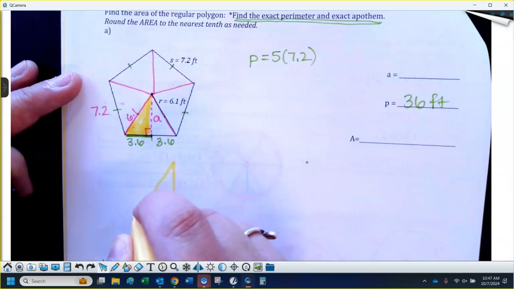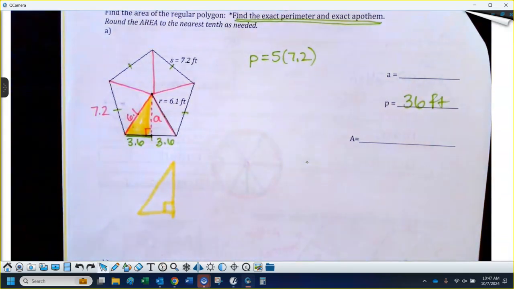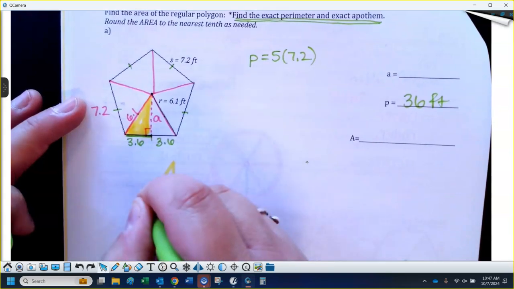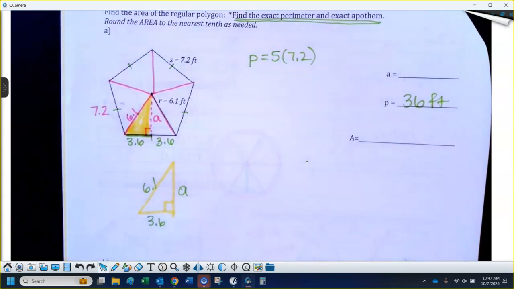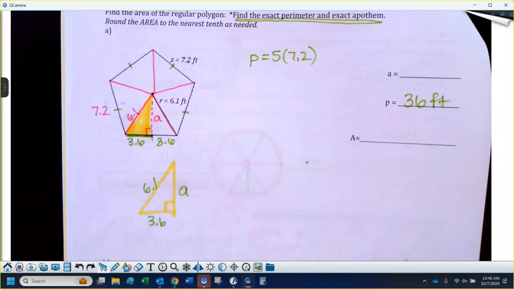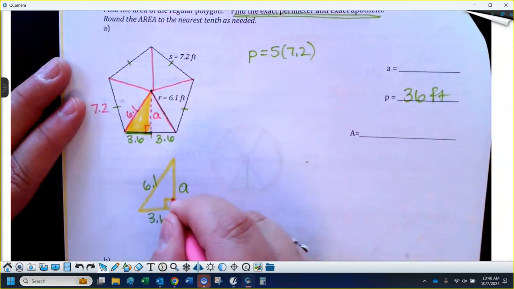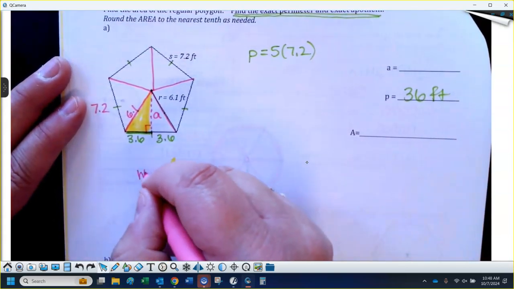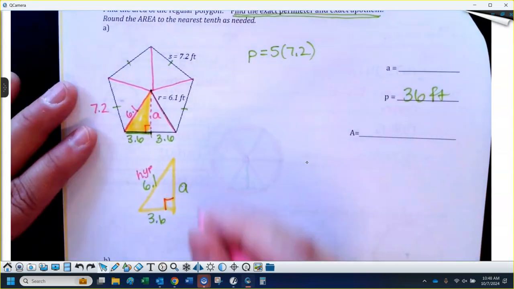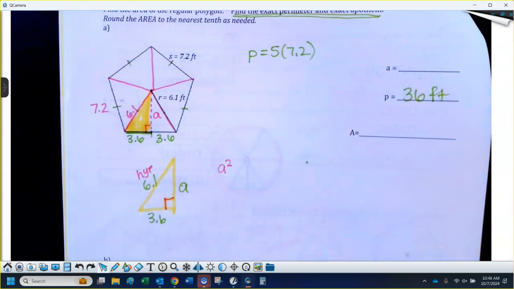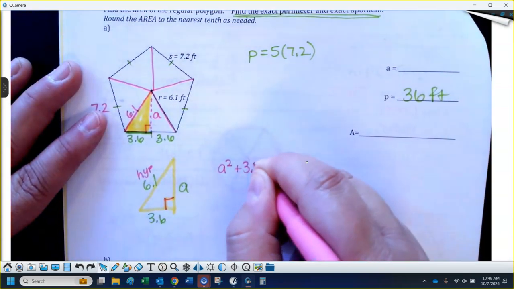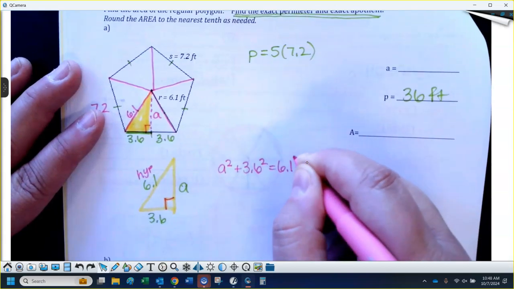And let me just draw it to the side so I can have a little bit more space. This is 3.6, this is 6.1. This is the apothem, and I need the apothem to find the area of this pentagon. How could I use the fact that that's a right triangle to help me find that apothem? Pythagorean theorem. That's literally it. Now, you're working with some nasty decimals when you do this, but here's the right angle. So the 6.1, that's the hypotenuse when you set up your Pythagorean theorem. So the apothem is one of the legs. So it would be a squared plus 3.6 squared equals 6.1 squared.